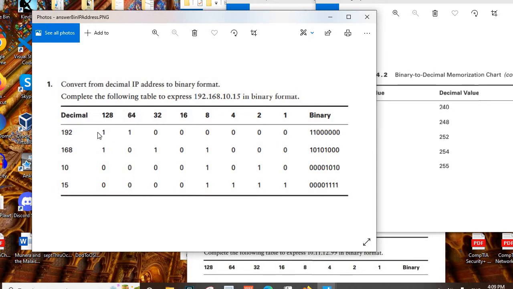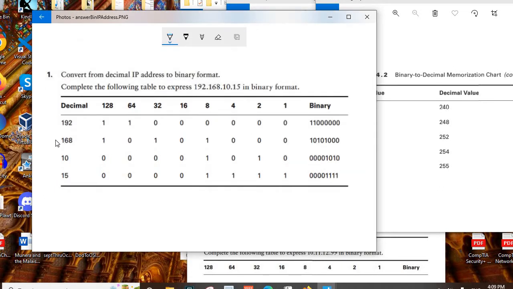So the decimal was 192. Oh, so you have one switch here, and then it can fit 1 in here, and then there's no more that's left. It would help if they just erased this all out and were like, we're just focusing on 192. 192 minus 128. I apologize for writing poorly.